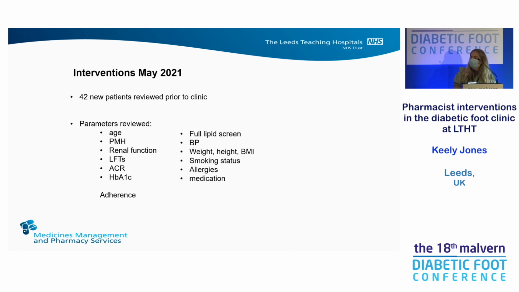In May, 42 patients were reviewed prior to clinic, and these are the parameters we look at. You can see that most of these make up the 9 care processes for patients with diabetes. As pharmacists, we obviously don't look at the feet because we work alongside the specialist, so we don't need to do that. Eye care is also missing. What we add to these parameters within the clinic is adherence, through our discussion with patients.